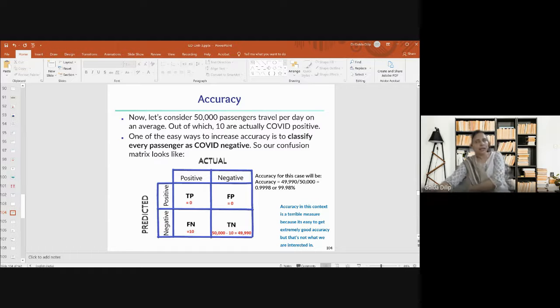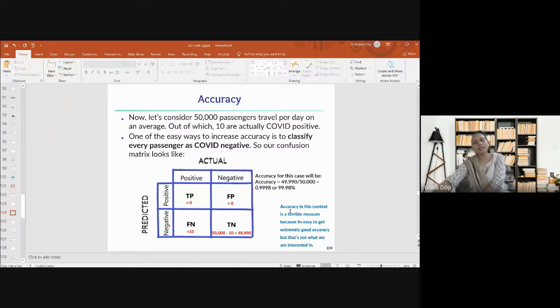But that actually does not solve our purpose of classifying the COVID positive passengers correctly. What is our objective? Our objective here is to identify the COVID positive passengers. So we are getting a 99.98% accuracy by simply labeling everybody as COVID negative. We can increase the accuracy, but that doesn't solve our purpose.